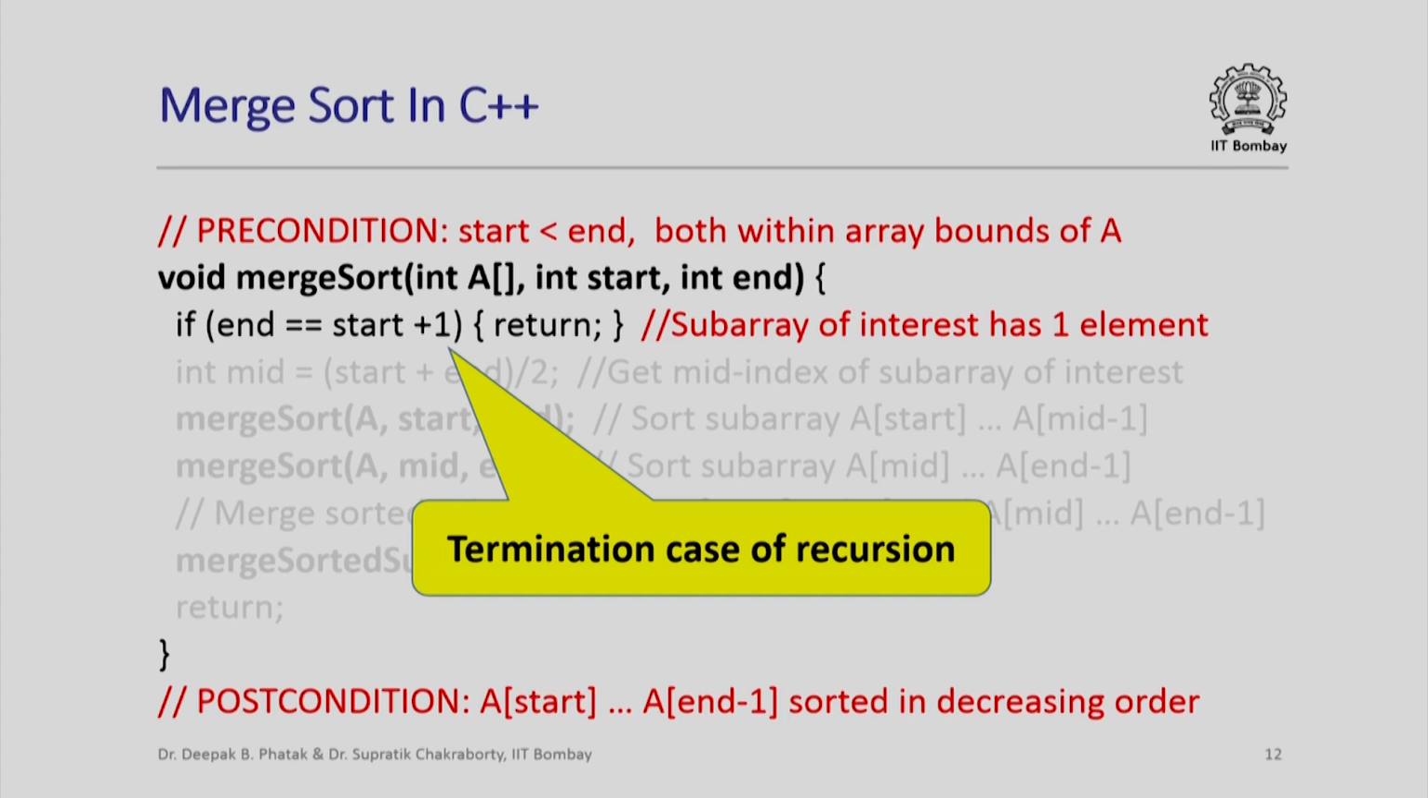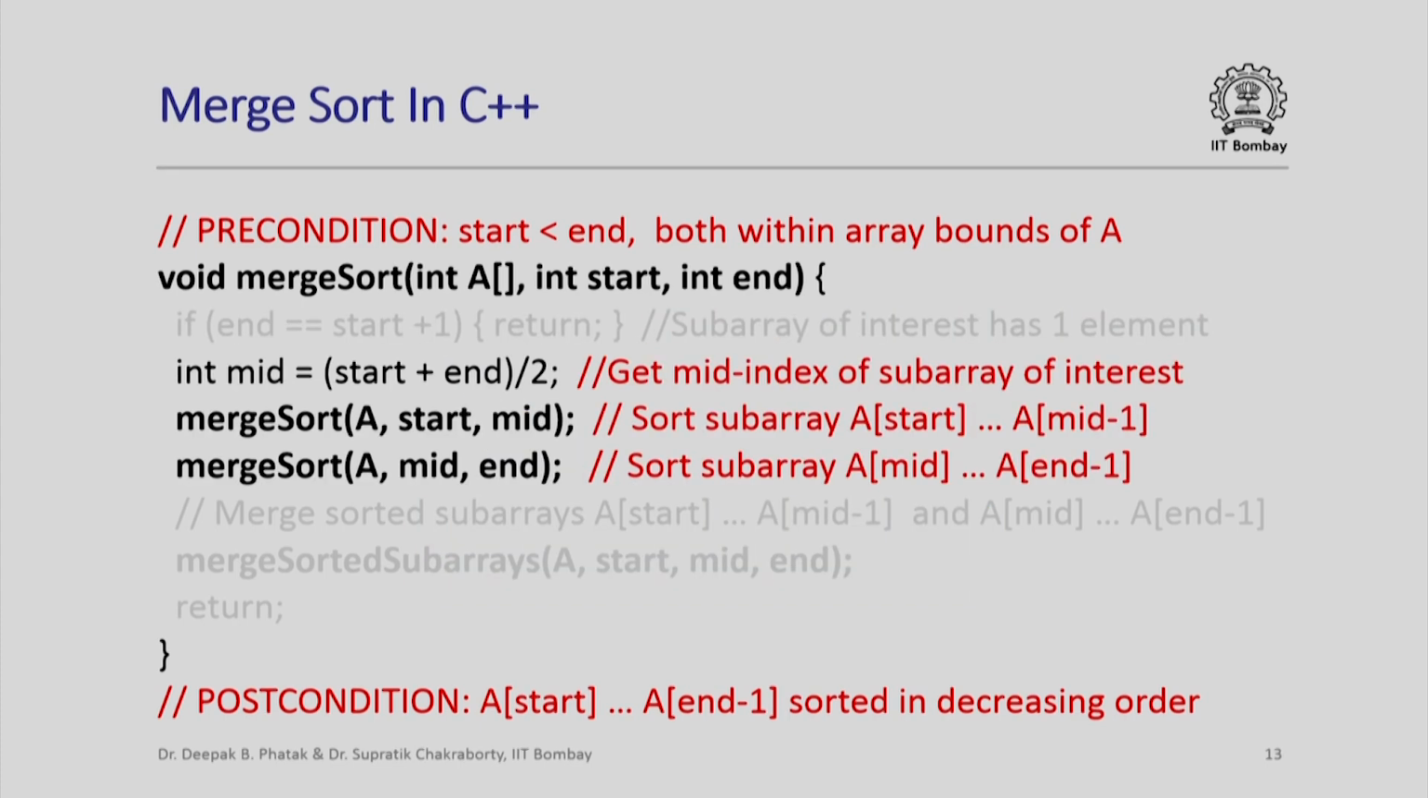Otherwise, if the subarray of interest has more than one element, I first find out the mid index in the subarray of interest. So this is simply start plus end over 2, and then I am going to recursively call merge sort twice, once for the subarray of A starting at start ending at mid minus 1, and then for the subarray of A starting from mid and ending at end minus 1. Once these two calls return, I know that these two subarrays, the part of A between start and mid minus 1 and the part of A between mid and end minus 1, are already sorted.